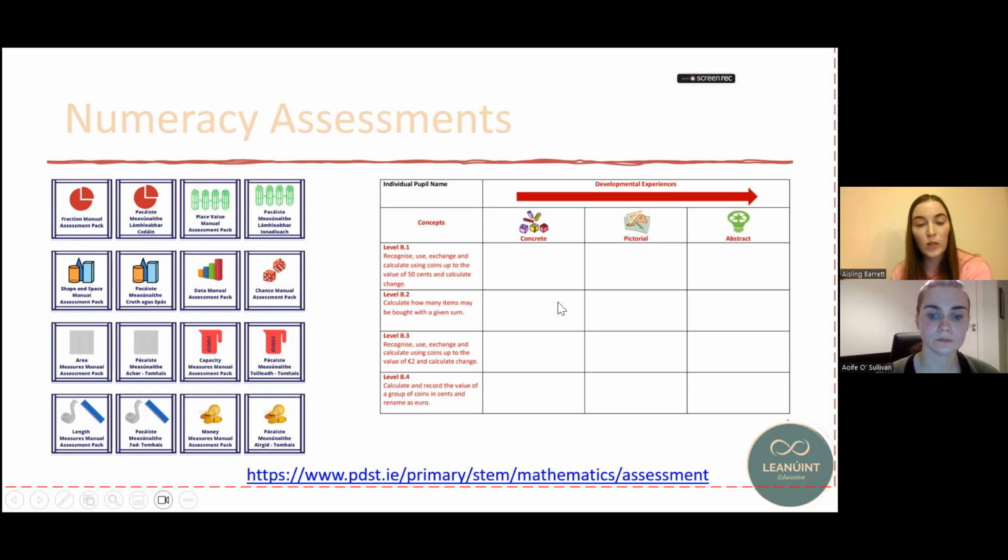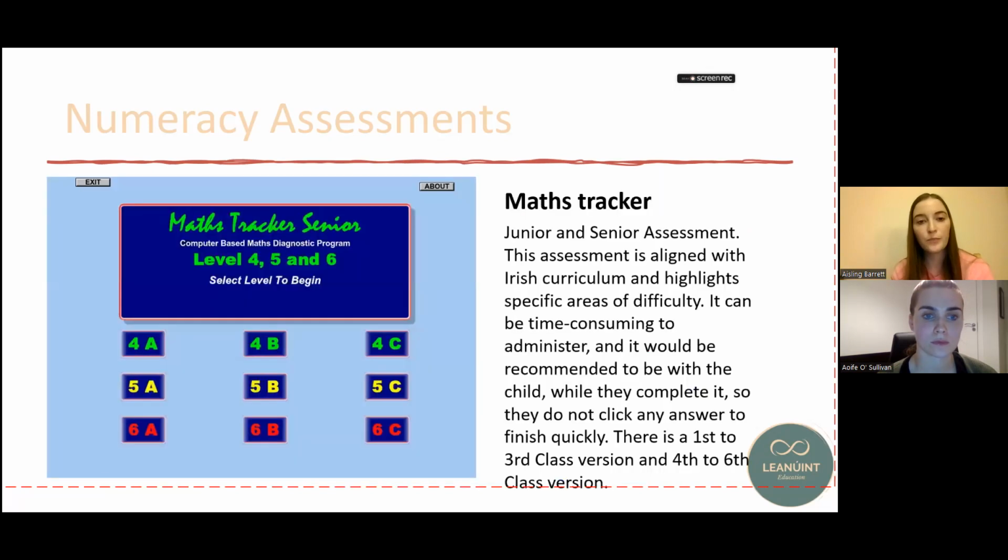Are they only able to do that target working with concrete materials? Are they able to do it when it's pictorial? Or are they able to do it if it's abstract? It can be useful when pinpointing targets for a school support plus plan or IEP to have these developmental experiences laid out for you in the variety of strands.